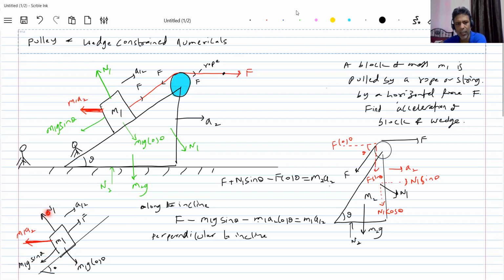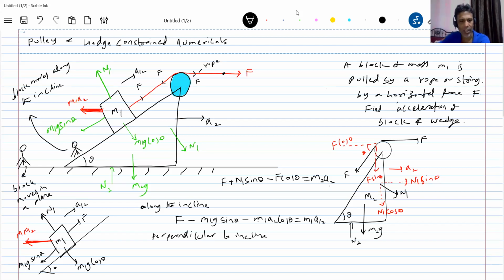Perpendicular to the incline, what is the state of the block? It says the block moves along the incline. So what are the comments? Comments of the person are very important. What will this person comment? Block moves along the incline. What about this other person? He says the block moves in a plane, and I don't know the exact direction also. This will be the comment from those persons.